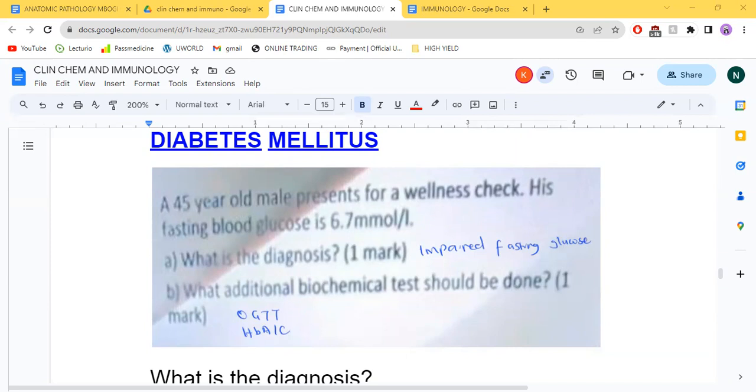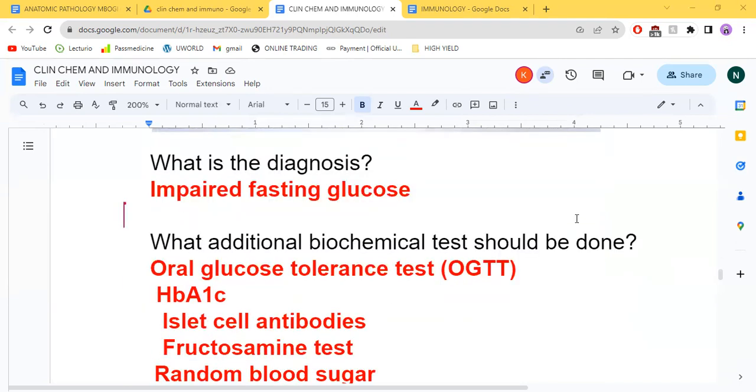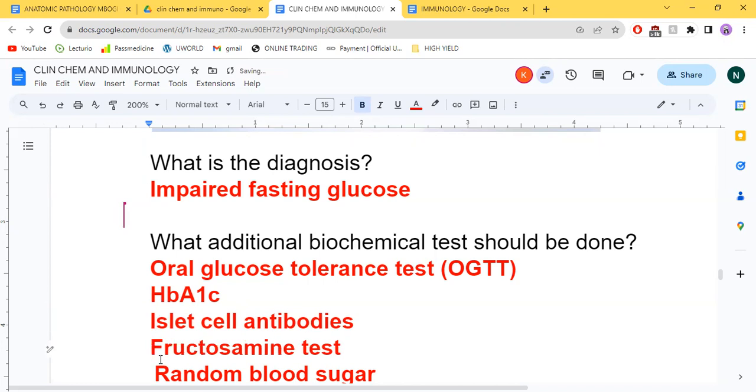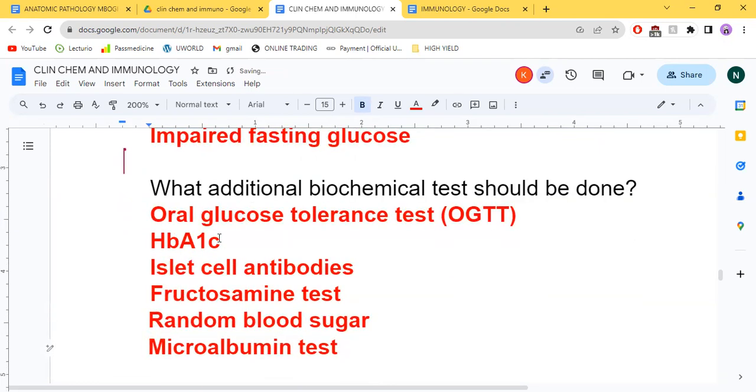Diabetes mellitus. A 46-year-old male presents for a wellness check. His fasting blood glucose is 6.7 millimol per liter. What's the diagnosis of this person? They have impaired fasting glucose. What additional tests should be done? We do the OGTT, HbA1c, islet cell antibodies, fructosamine test, and the random blood sugar and the microalbumin test.